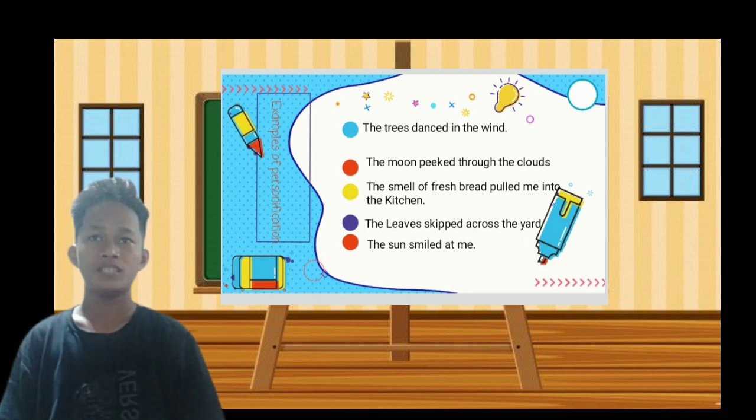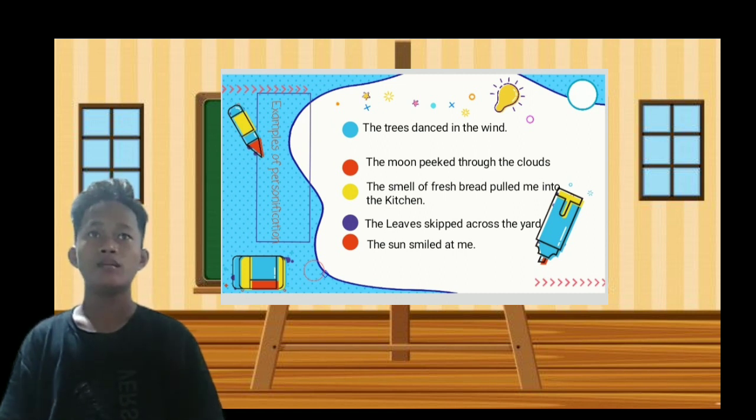So for example, the trees dance in the wind. We're writing it as if the tree can dance. The moon peeked through the clouds. We're writing it as if the moon had eyes and could peek through.